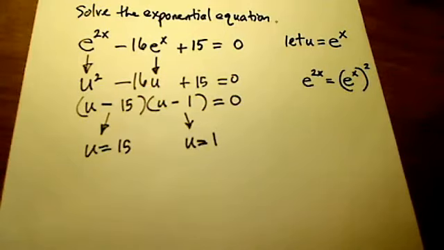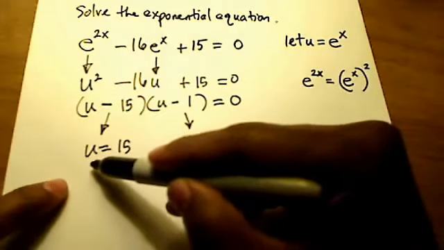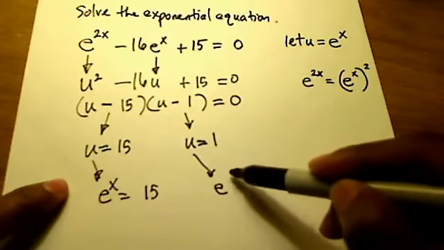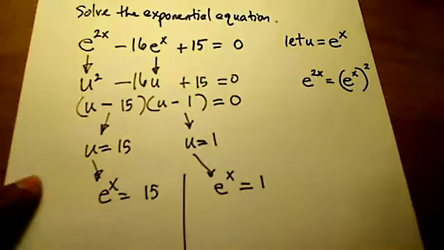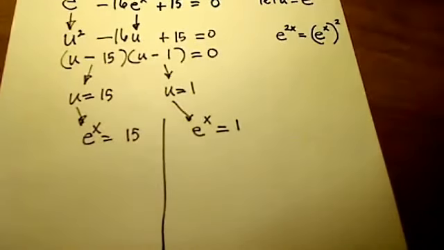So I need to back substitute into these two equations what u actually is, which is e to the x. Same thing here. Let me just draw a line in between here because I've got two separate answers going on. The trick that we've learned in class so far to solve for x is to natural log both sides. So I'm going to do that right now.